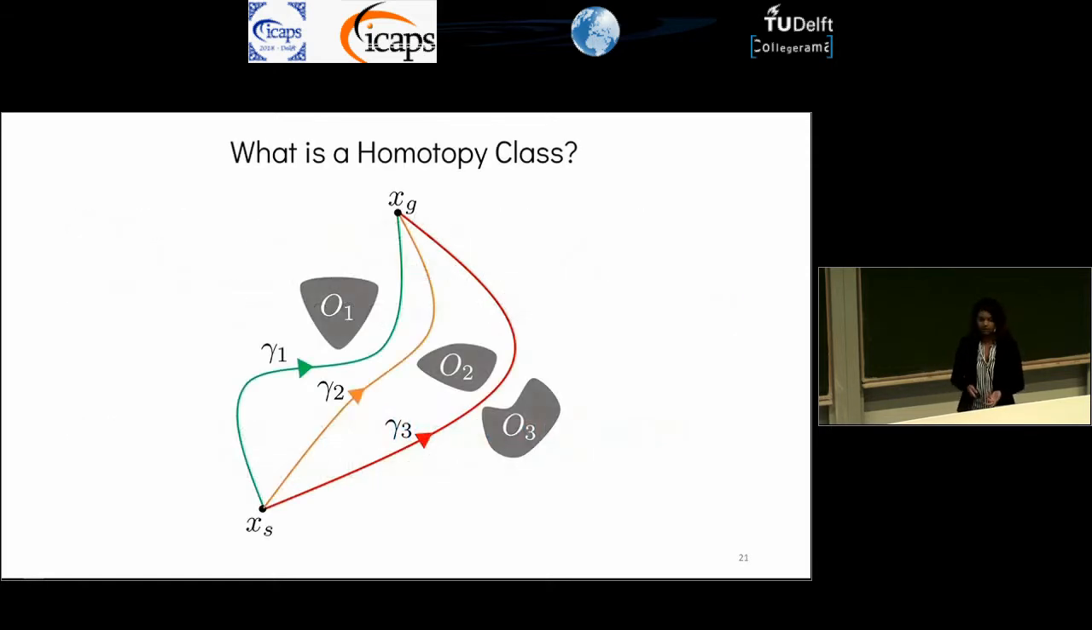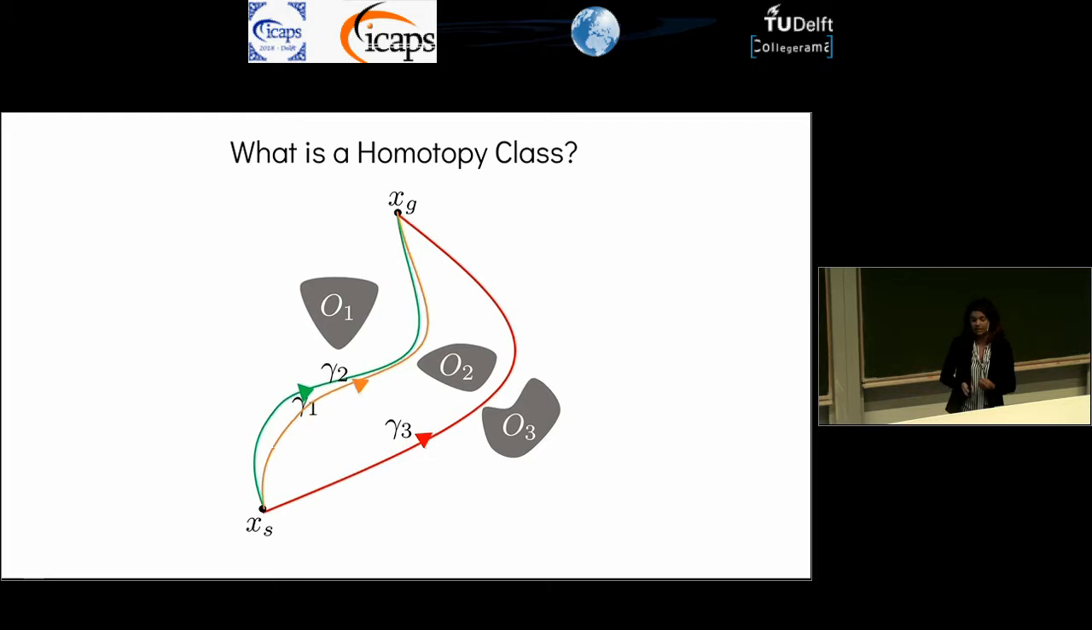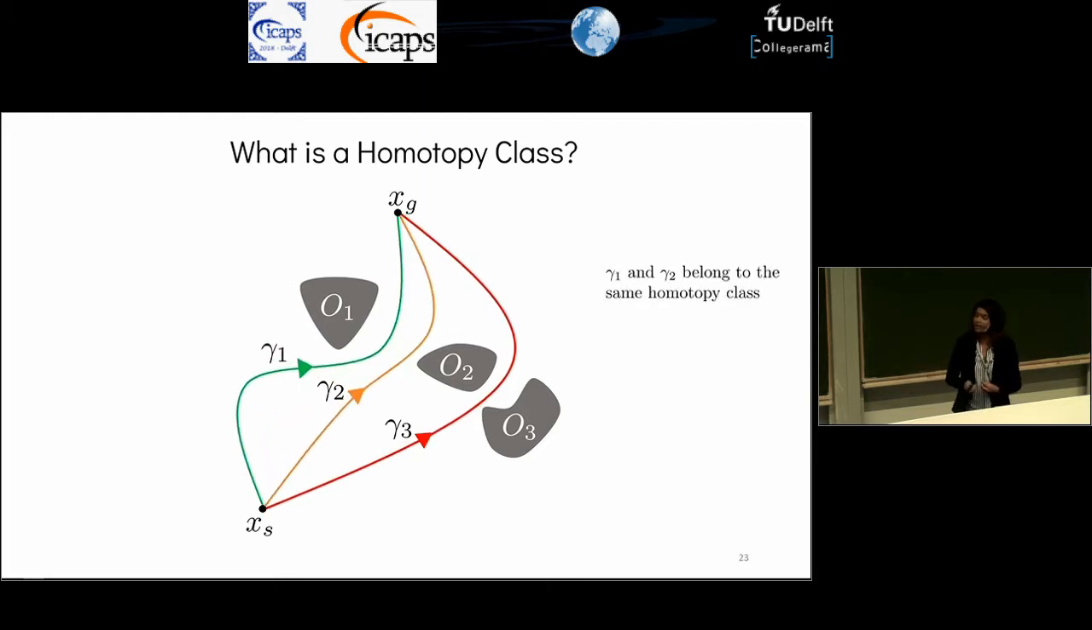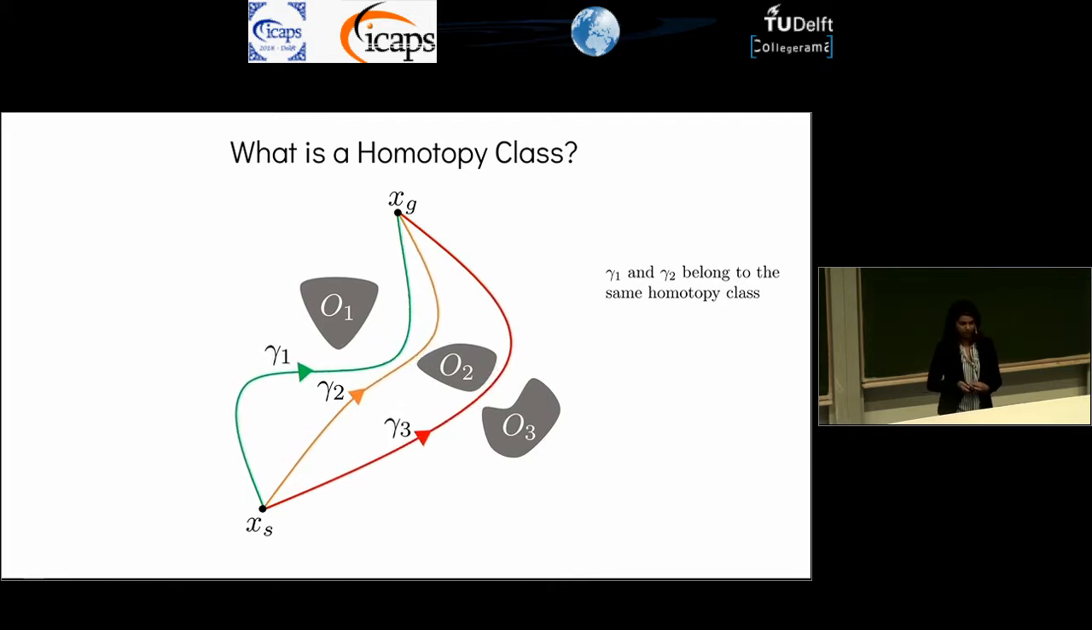So first, what is a homotopy class? Informally, two continuous functions are homotopic if they can be continuously deformed into each other. So here, curves gamma 1 and gamma 2 belong to the same homotopy class because they can be continuously deformed into each other. However, gamma 3 belongs to a different homotopy class because it will intersect with obstacle O2.